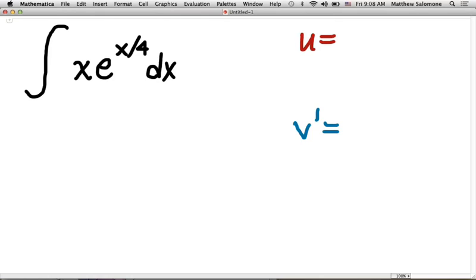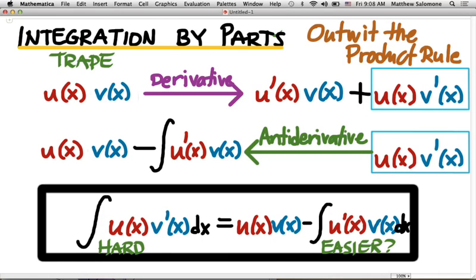The first thing we have to do is make a choice in integration by parts. We have to choose which of these two pieces we're going to call u and which piece we're going to call v prime. So looking back at our formula for a second, there's our formula down at the bottom.